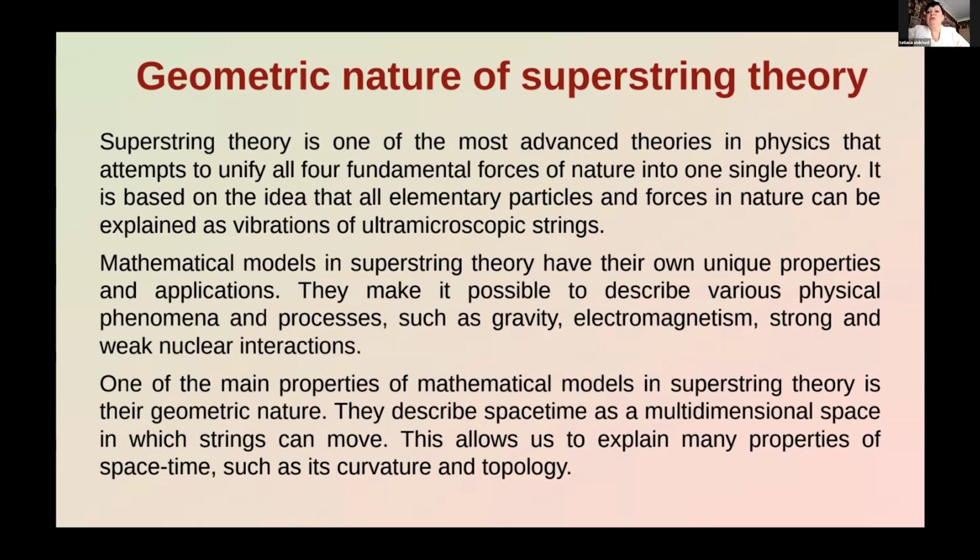Mathematical models in superstring theory have their own unique properties and applications. They make it possible to describe various physical phenomena and processes such as gravity, electromagnetism, strong and weak nuclear interactions. One of the main properties of mathematical models in superstring theory is their geometric nature. They describe space-time as a multi-dimensional space in which strings can move. This allows us to explain many properties of space-time, such as curvature and topology.